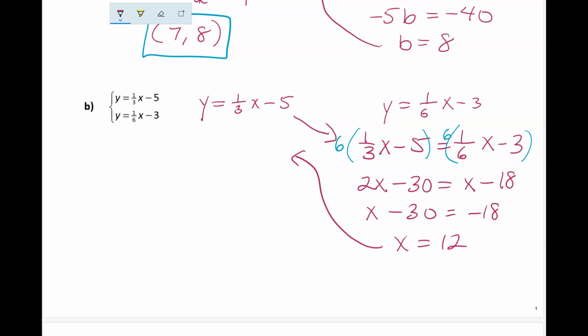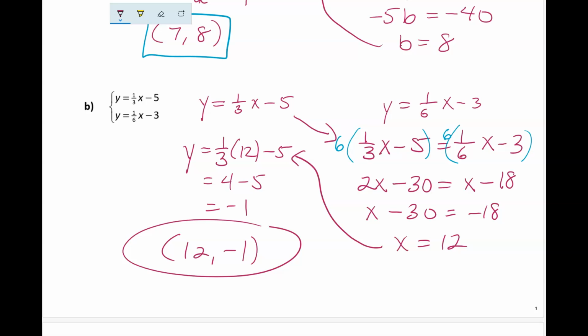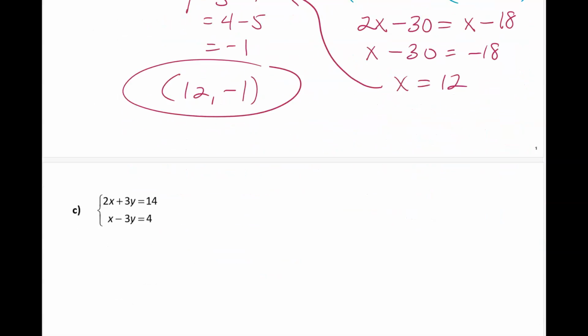Let's take that x equals 12 and substitute it back into the first equation. And so that's going to give me 4 minus 5 is negative 1. So it looks like we have a 12, negative 1. X always goes first in the ordered pair. You can check that. I'm going to skip that step.